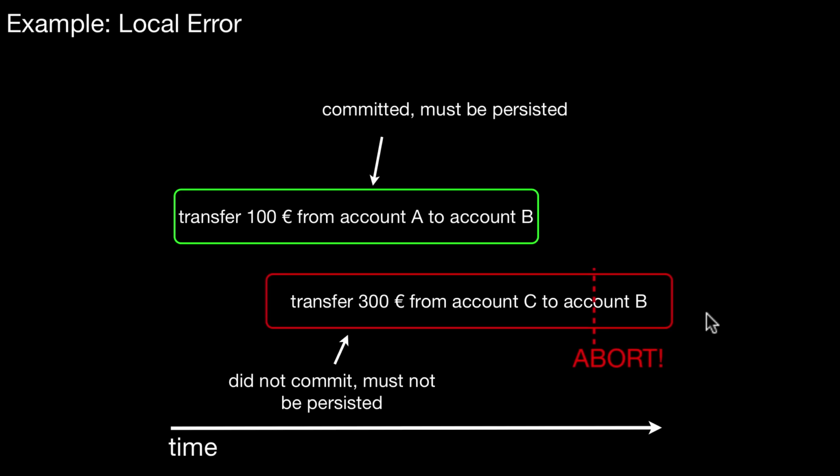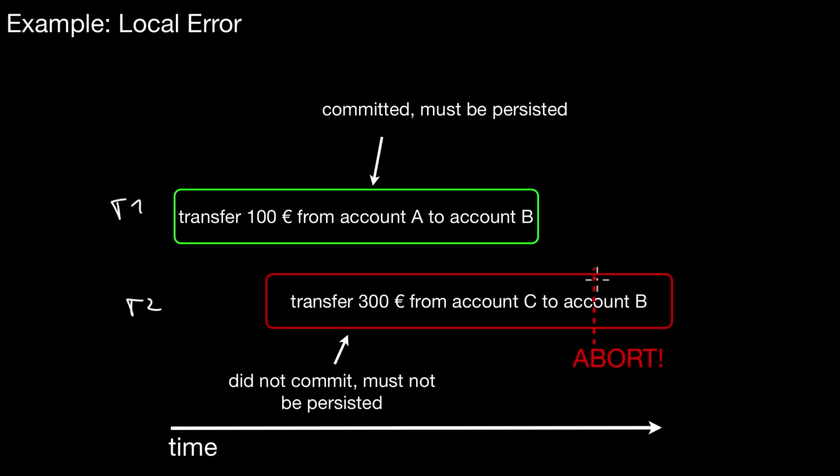So again, an example to clarify that, assume we have time going from left to right here on this axis. We have two transactions. This is a transaction transferring 100 euros from account A to account B. Here's the second transaction. Let's give them numbers, T1 and T2. So this transaction is transferring 300 euros from account C to account B. Well, then here, this transaction actually committed. That is what the green box is signaling here. This is committed. So we must make sure that the changes performed by T1 become durable.